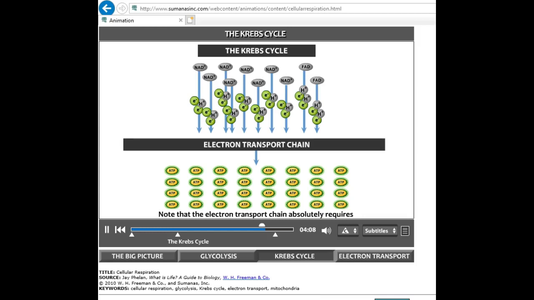Note that the electron transport chain absolutely requires oxygen to operate. Because the Krebs cycle relies on a functioning electron transport chain to accept electrons from NADH and FADH2, the Krebs cycle will shut down along with the electron transport chain if oxygen disappears.